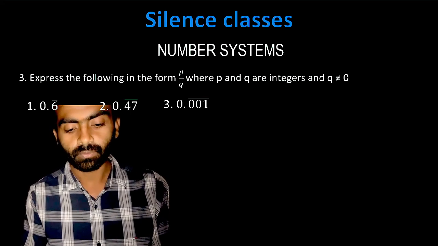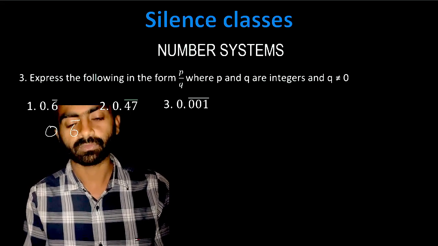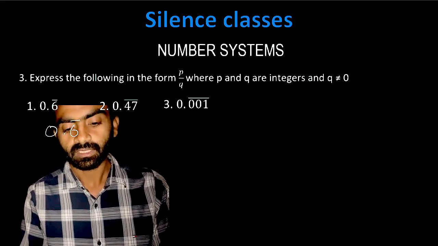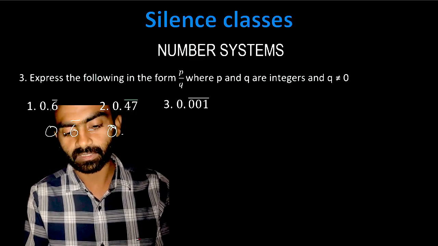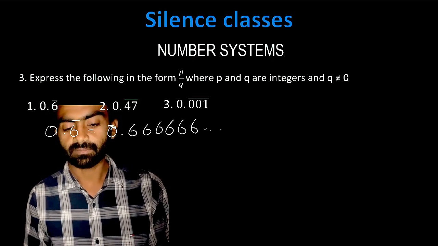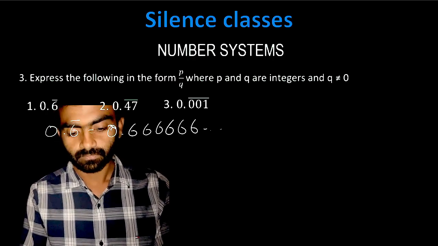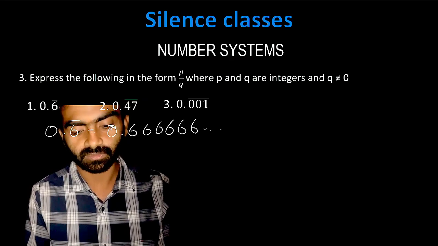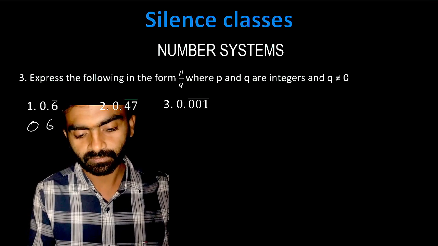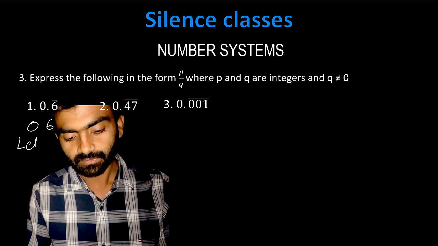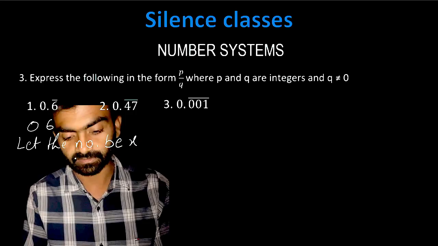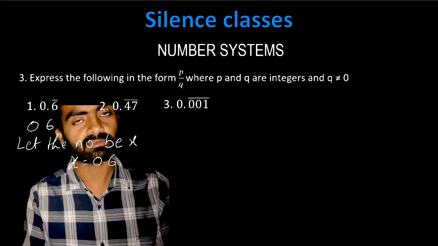Over here, the first number given is 0.6 with a bar on it. It means the number is continuing itself, like this: 0.6666666 and so on. So we can write this number in this form. Let the number be x. So x is equal to 0.6 with the bar.